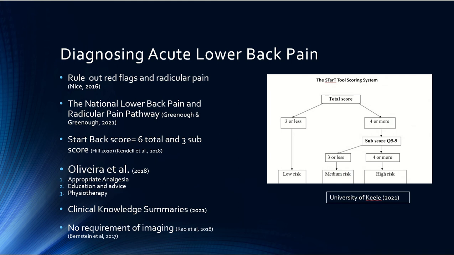It also discusses the use of the STarT Back screening tool, a 9-point screening tool developed to promote stratified healthcare. This was undertaken with the presenting patient. A total score of 6 and subscore of 3 were established, indicating a moderate risk of chronicity. The use of the STarT Back screening tool is identified as an appropriate tool for identifying high-risk patients in primary care, according to Hill 2010. However, there is clinical debate around the use of the tool, as highlighted by Kendall et al., who reported the tool had a poor predictive and discriminative ability for future pain.